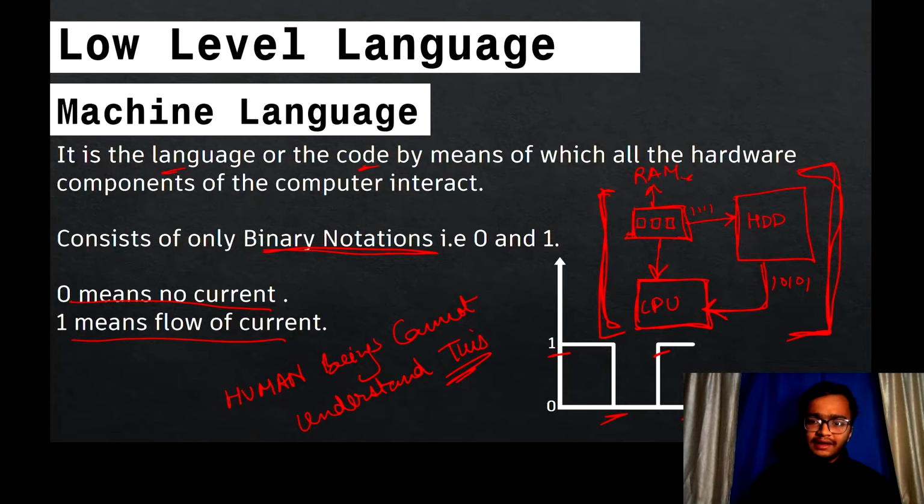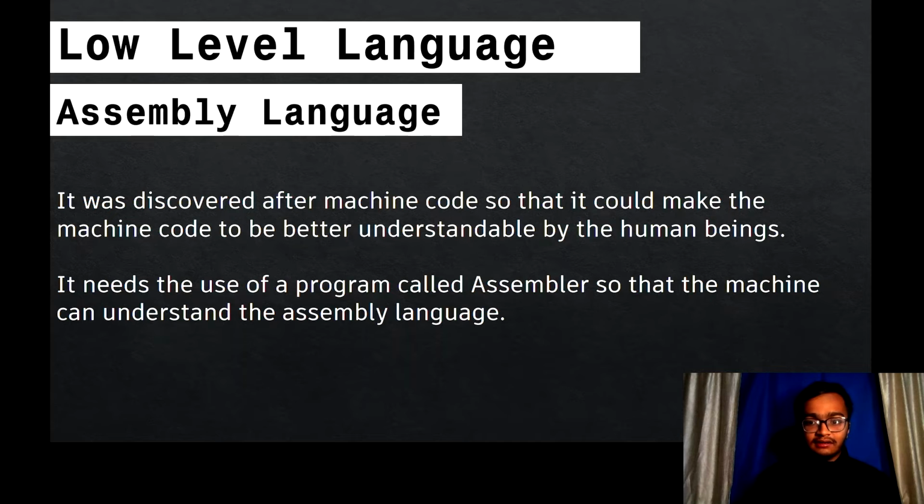But to make the machine language a bit understandable, there is another type of low level language which is designed by human beings, which is assembly language. So what is assembly language? It was discovered after machine code so that it could make the machine code better understandable by human beings. See, we cannot understand machine code. So human beings came up with assembly language so that machine code is a bit more understandable by us, right? Now we understand a little bit about assembly code, but the computer can only understand one thing, which is machine code, right?